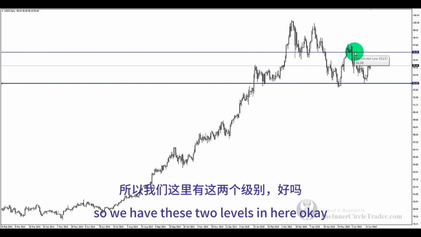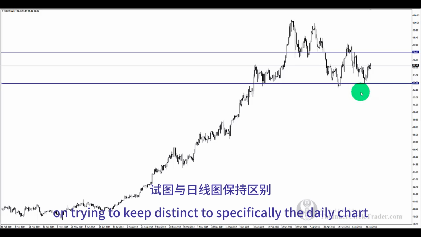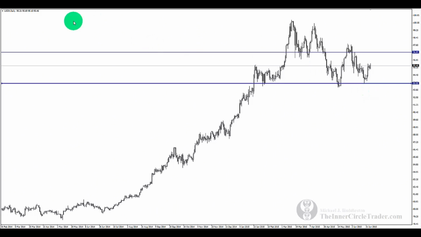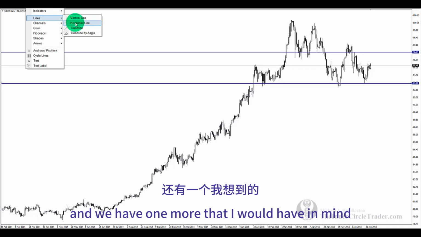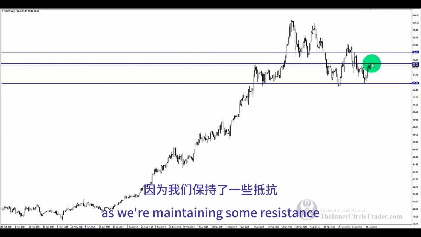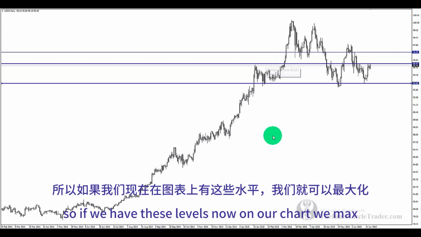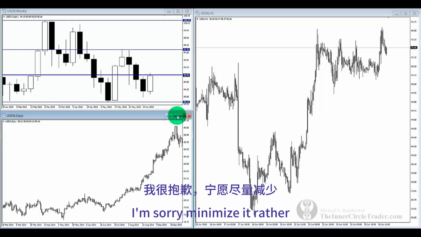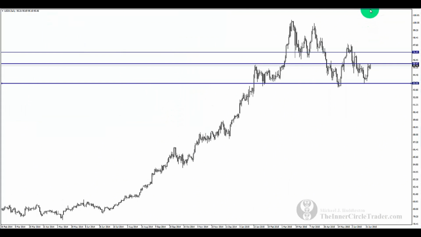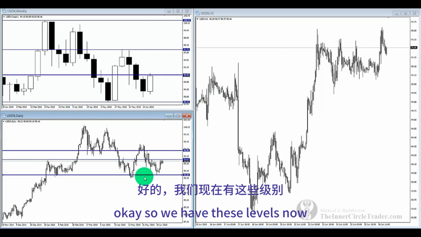So we have these two levels in here. We already noted this on the weekly chart, so these levels I'm trying to keep distinct to specifically the daily chart. And we have one more that I would have in mind, and that's this little period right here as we're maintaining some resistance, old resistance here. So if we have these levels now on our chart, we minimize it rather. Okay, so we have these levels.